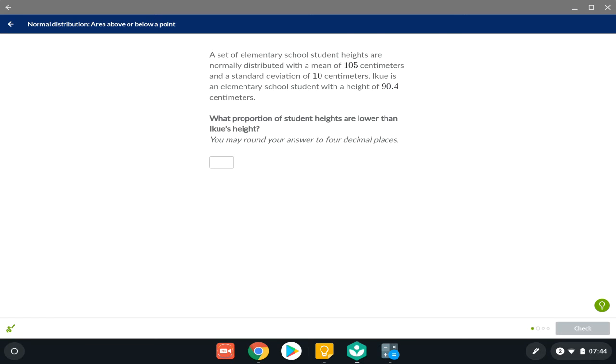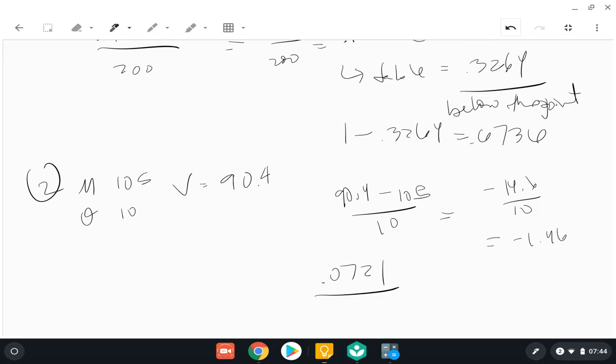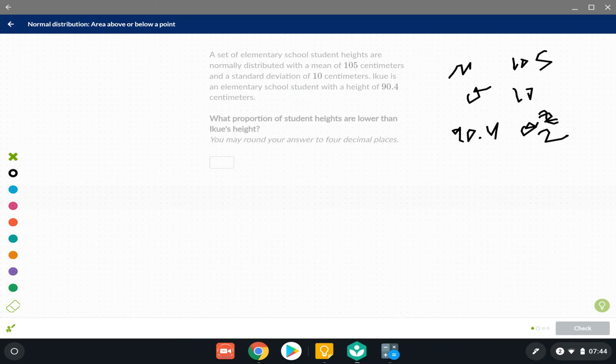So, speaking in other ways, you have a mean of 105 and a standard deviation of 10. 90.4 is about 1.5 standard deviations below the mean. So it makes sense that there is 7.21% below that value.